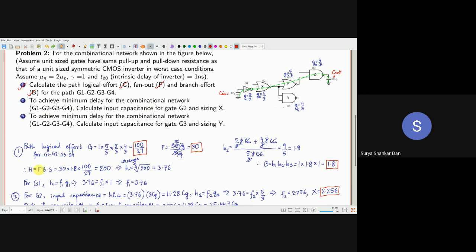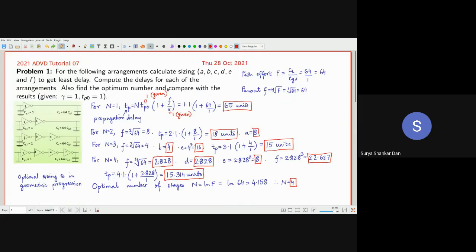This is path fan out. It is essentially F into B into G, which takes into account the branching effort as well. This complication has come only because of this branching effort. Otherwise, if there had been no NAND gate over here, this 1.8 would also be 1. So then you can clearly understand that this 1.8 becomes 1 and H becomes equal to the simple one, like the previous problem.